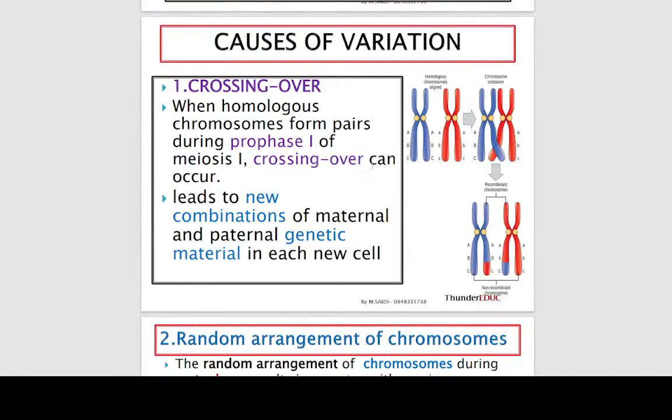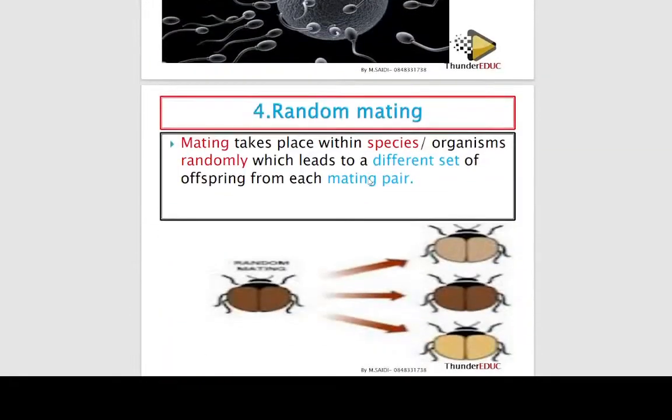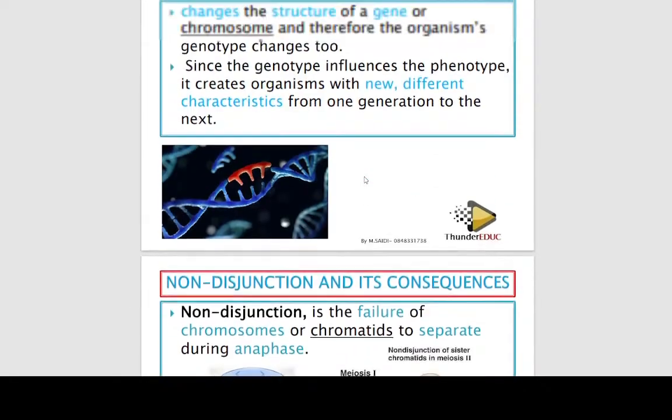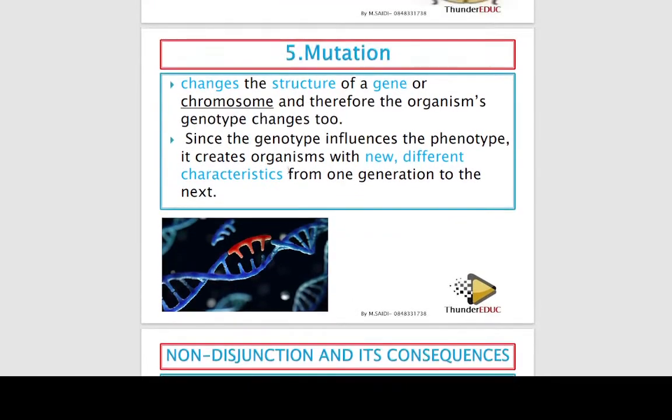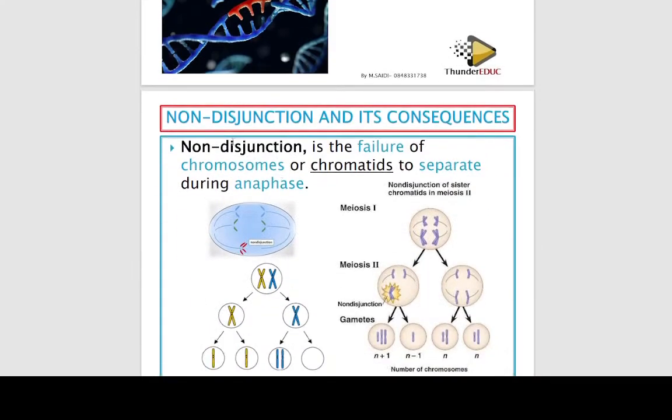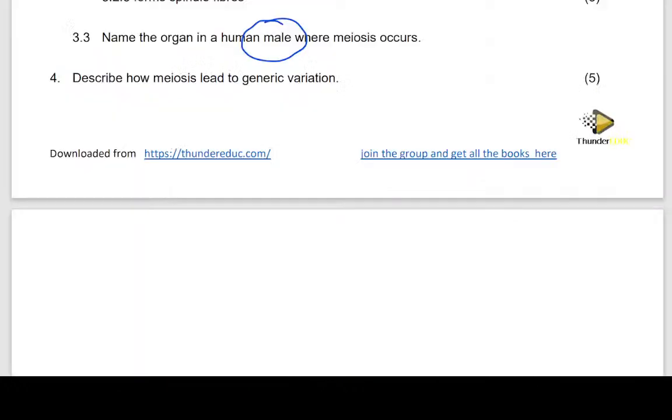mutation. But the mutation you are supposed to talk about here, because this is gene mutation, you see, this is gene mutation, only counts if you are talking about the non-disjunction which occurs in meiosis.